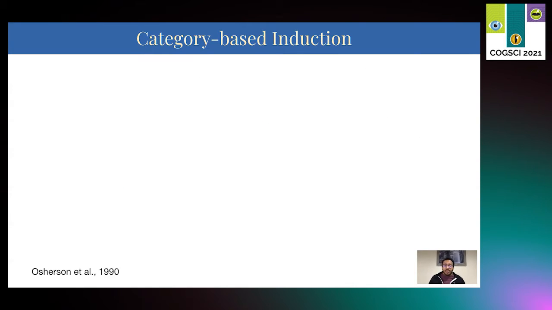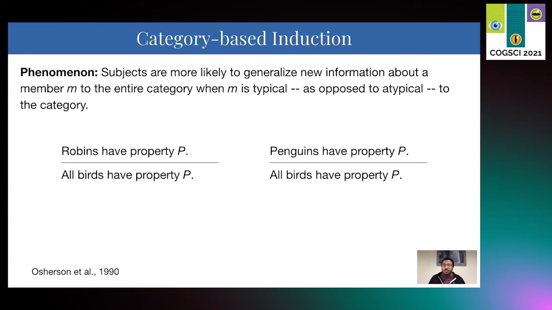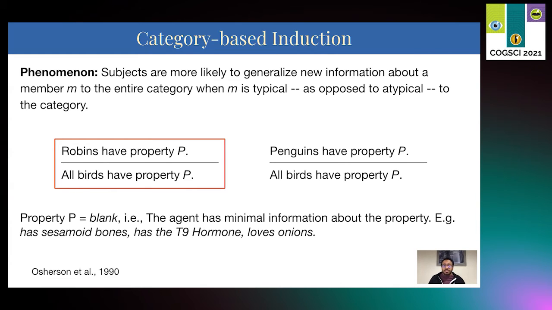In the context of typicality, subjects are more likely to generalize new information about a member to the entire category when the member is typical of the category. That is, subjects are more likely to believe that all birds have a property when robins have that property than when penguins have that property. A caveat here is that these properties are supposed to be blank. That is, the agent should have minimal information about the property.